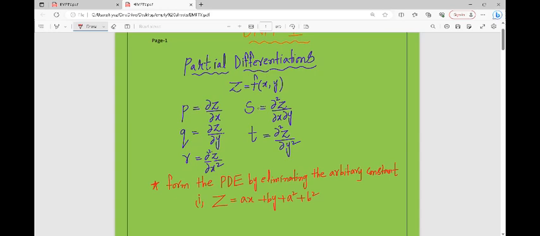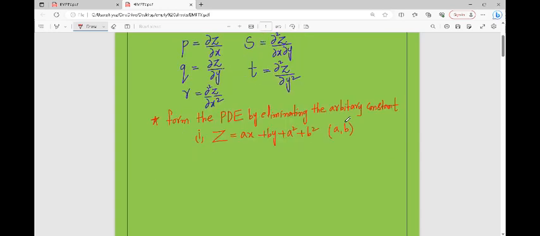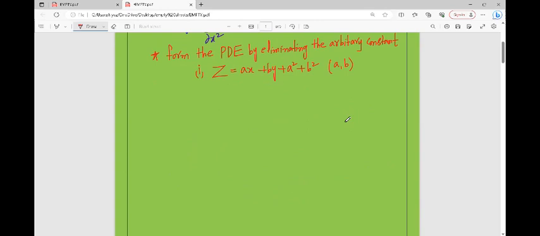Sometimes in the exam they will mention in brackets that a and b are constants, otherwise you have to understand that these are the constants. Okay, now we start writing the solution. See here, solution.